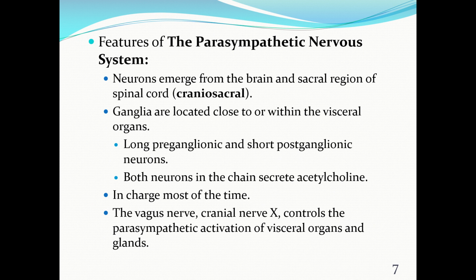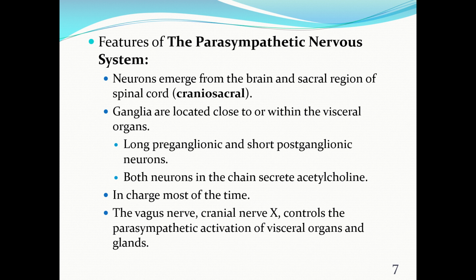Let's look at those features of the parasympathetic nervous system once more on its own slide. So neurons are going to emerge from the brain and the sacral region of the spinal cord, hence craniosacral. The ganglia are located close to or within the visceral organs, and thus they have long preganglionic neurons and short postganglionic neurons. And both neurons in this chain are going to secrete acetylcholine. It should be in charge most of the time.